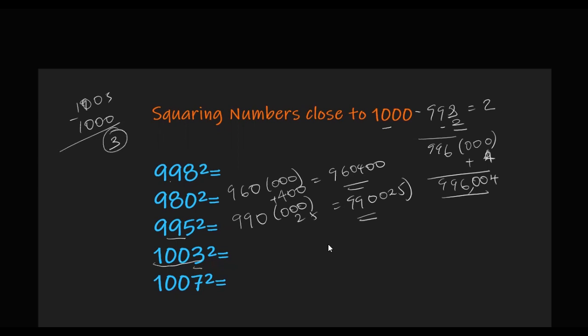So we're going to say 1003 add 3. So what you have here is 1006 into 1000 plus that 3 squared. So that's going to be 9. So what you have here at the end of it all will be 100609.